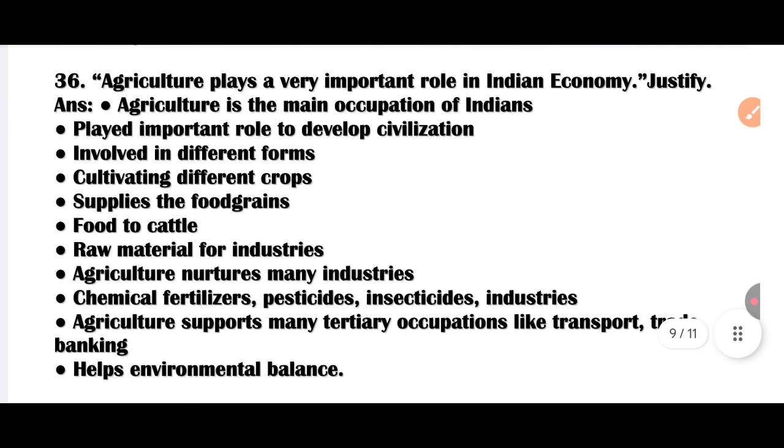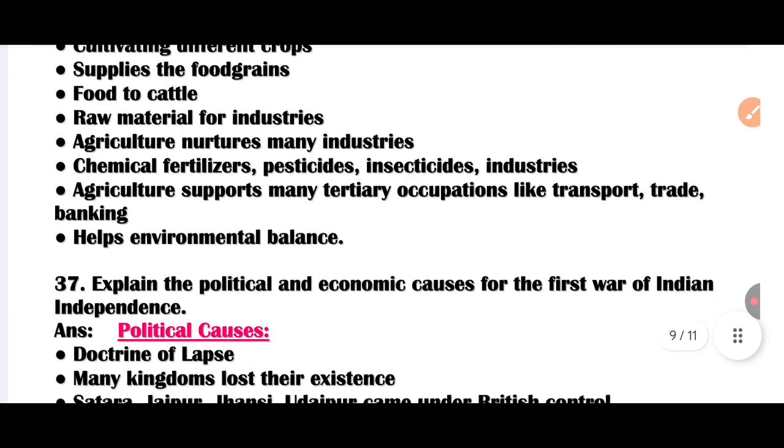Next question. Agriculture plays a very important role in the Indian economy. Justify. Agriculture is the main occupation of Indians, played an important role in developing civilization, involved in different forms, cultivating different crops, supplies food grains, food to cattle, raw material for industries. Agriculture nurtures many industries, chemical fertilizers, pesticides, insecticides industries. Agriculture supports many tertiary occupations like transport, trade, banking, and helps environmental balance.